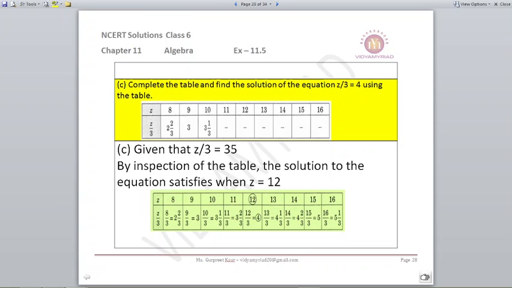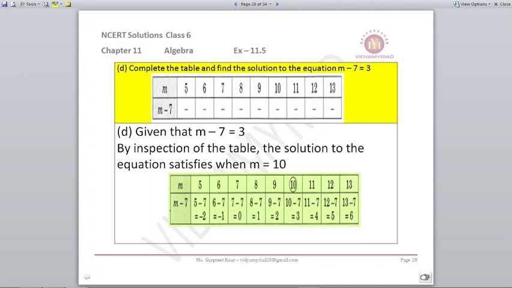C part. Now here we need to see z upon 3 is equal to 4, and we need to put the values of z as 8, 9, 10. It is already given. 11, 12, 13, 14, 15, 16. So on putting this, we will see that 12 upon 3 is equal to 4. So in the case when z is equal to 12, our equation will satisfy.